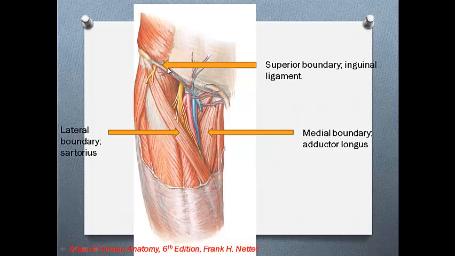Like I said, the base of the triangle is directed superiorly, and the apex of the triangle is down here inferiorly, where the adductor longus and the sartorius meet. So this region in the middle here is the femoral triangle.